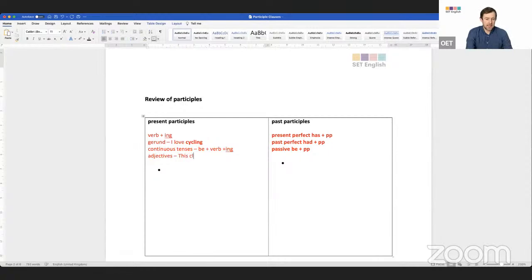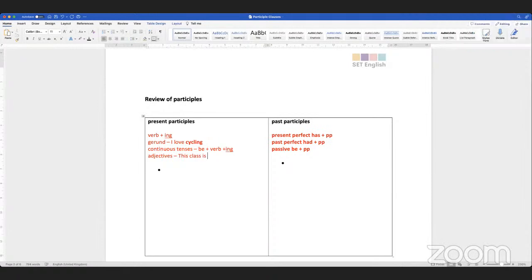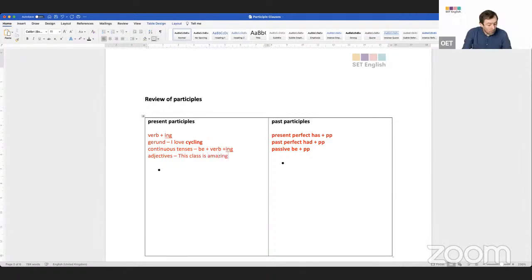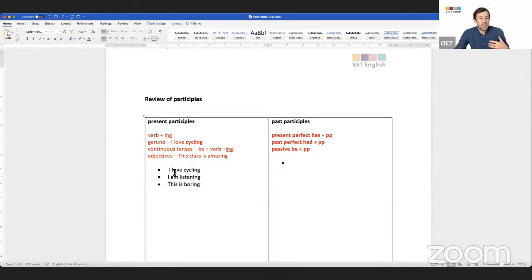Okay, this class is, be kind, guys. This class is amazing. Oh, thank you very much. Yeah, okay. So then we've got an adjective ending with ing as well. Okay, so they just get used in loads of different ways. These ings, they're called participles, present participles. Okay, so I love cycling. I am listening. This is boring. Okay, you're going to see ing in lots of different places. Okay, so that's a present participle.